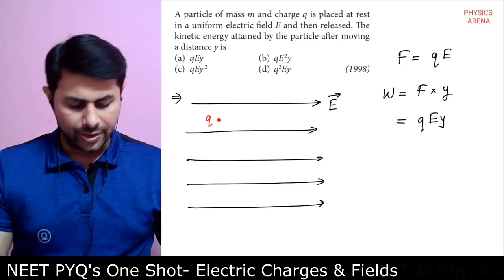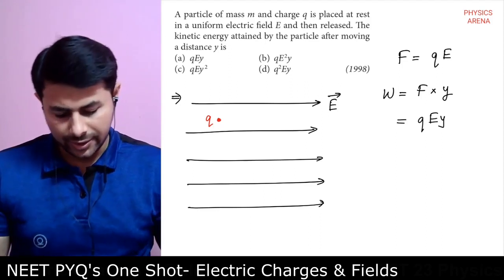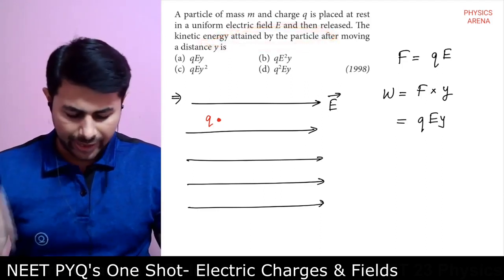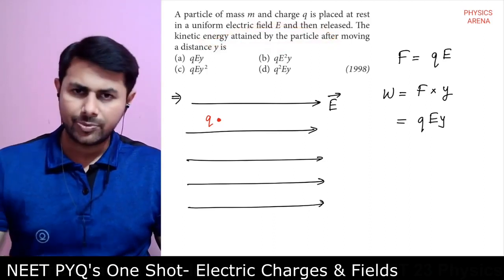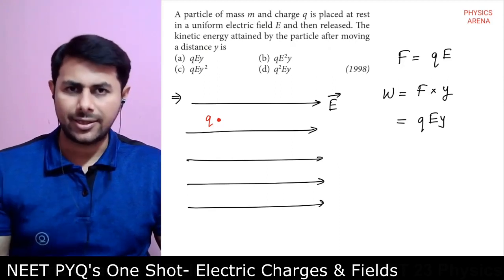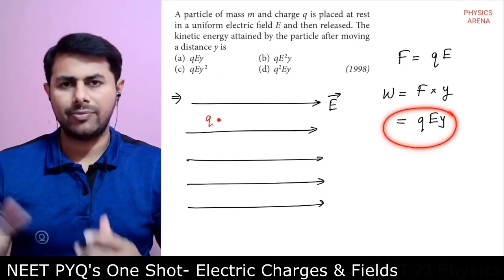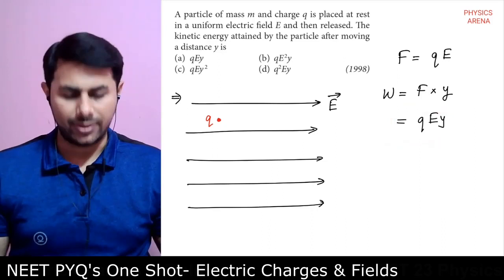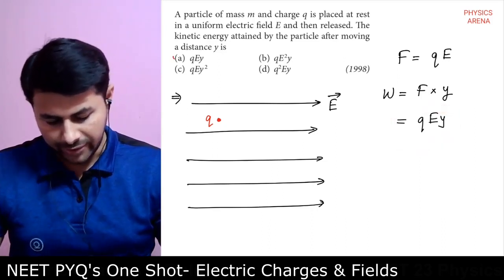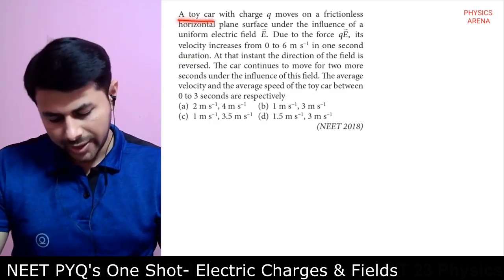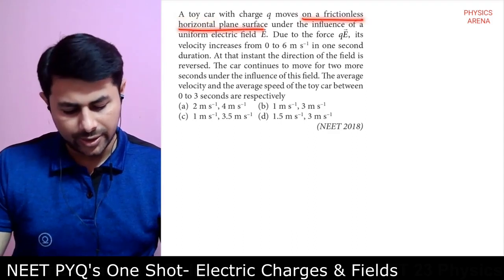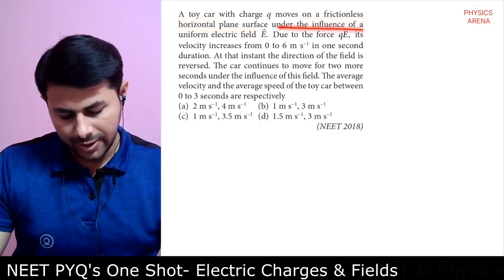And then this work done gets stored as kinetic energy of the particle. This particle was at rest, it is pushed by the electric field, so it gains some energy, kinetic energy. So it is equal to the work done by the electric field on the particle. So this is the answer. QEY is the answer.